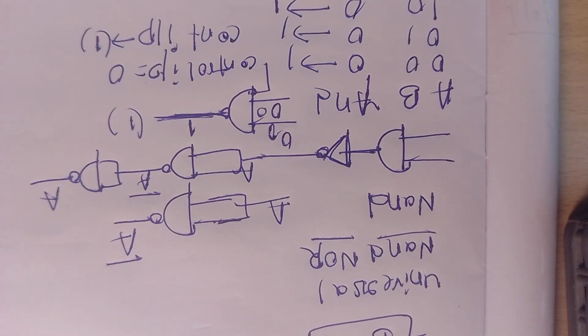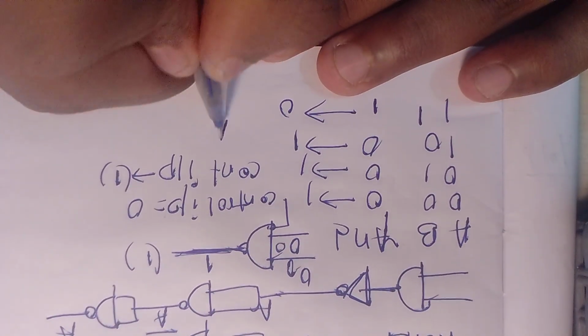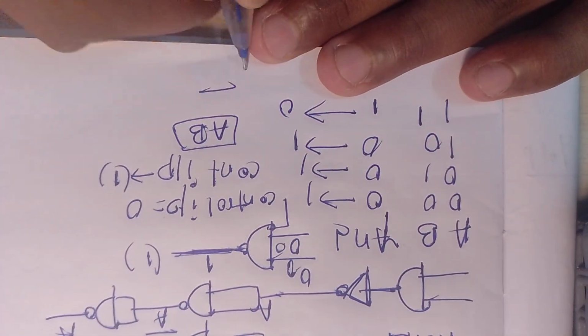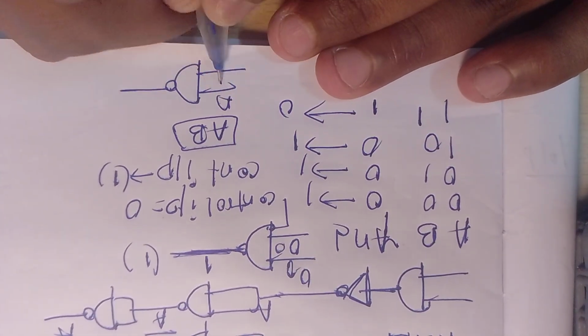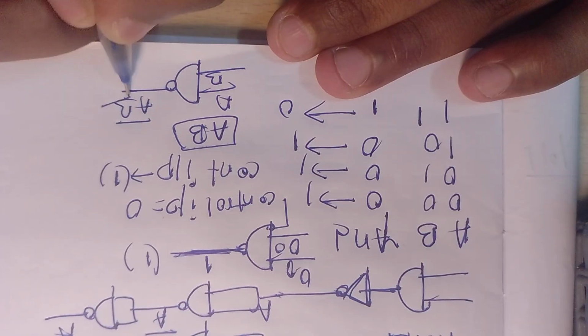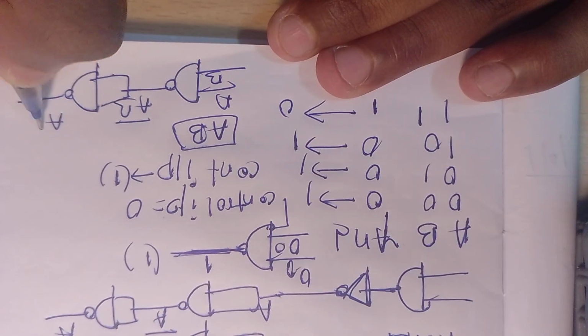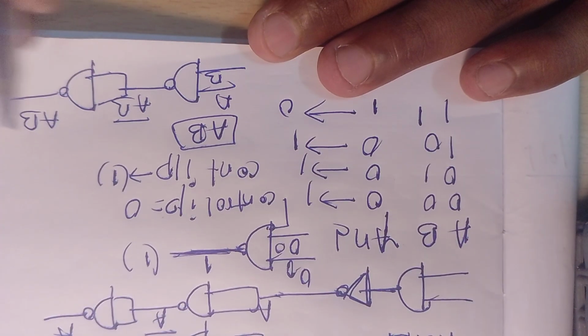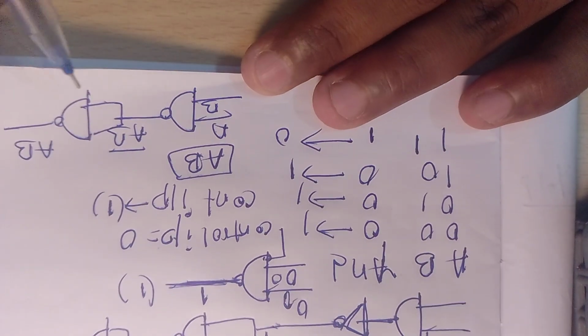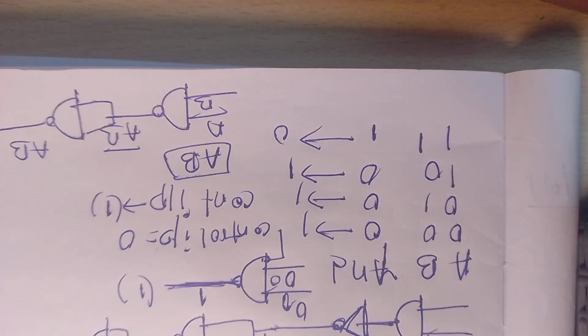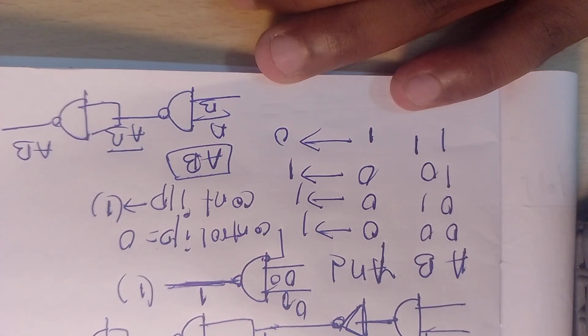I need to use this as an AND gate. An AND gate is nothing but AB. Whenever you provide A and B, you will get AB bar, so if you invert this, you will get AB. So this is how I am using NAND gates to make an AND gate. I don't have any other gate, I have only NAND gates, and from those I am building the AND gate.